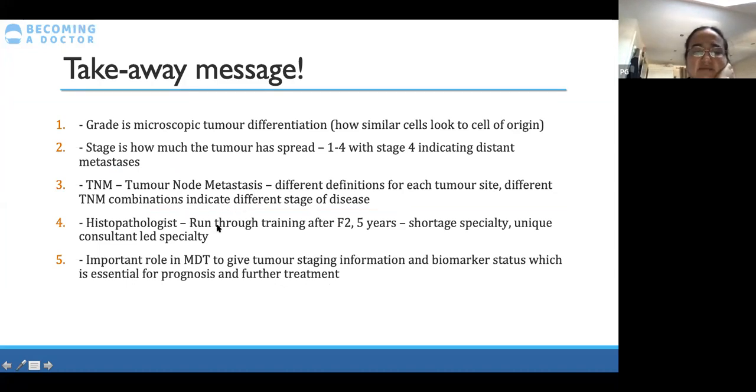So I was talking about TNM. We've got the different definitions for each tumour site and the different combinations. And then the histopathologist role: you run through training after foundation completion, usually 5 years. It's a shortage specialty, and it's a unique consultant-led specialty. So basically it means you have one-to-one, quite a high level of supervision. You don't really do anything independently until you're a consultant and you've got your fellowship exam. So it means you get good quality training.